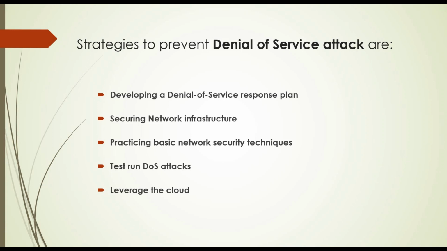Next, by securing network infrastructure. The network infrastructure generally includes firewalls, VPN, anti-spam, content filtering, load balancing, network monitoring, and other mechanisms to prevent DoS attacks from happening. Next, by practicing basic security techniques such as changing passwords regularly, anti-phishing methods, securing firewalls, and allowing only little outside traffic, which helps in preventing denial of service attacks. Test running the DoS attacks. We can simulate a DoS attack in our own network to test if the prevention methods are working fine. Leveraging the cloud: outsourcing DoS prevention to cloud-based service providers will avoid direct impact on company servers.